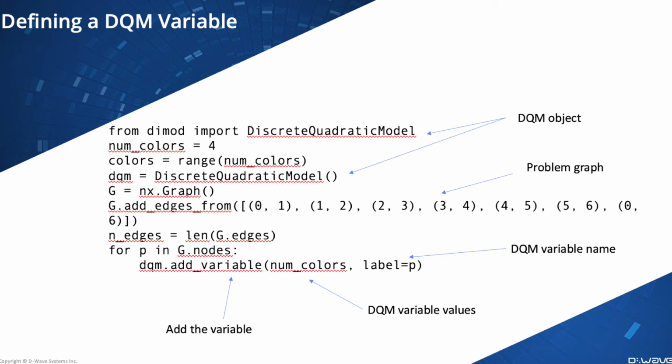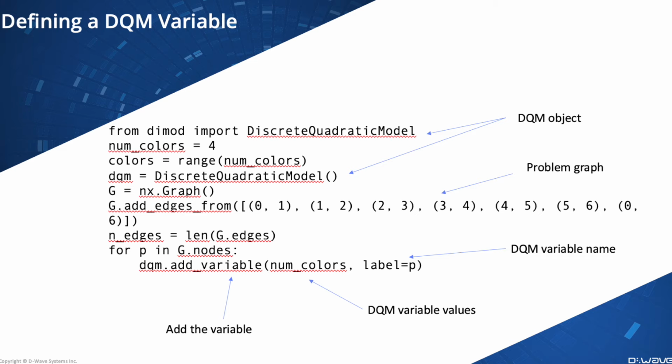And then finally, in the last two lines, we're going to loop through all the nodes. So 0, 1, 2, 3, 4, 5, 6. And we're going to add variables for each one. And each one is labeled by its number. So one called 0, one called 2, one called 4, etc. That's the second argument there, the DQM variable name. And then the first argument tells it that there's going to be 4 values for this, 0, 1, 2, 3. And we just say add variable, and that'll take care of it.